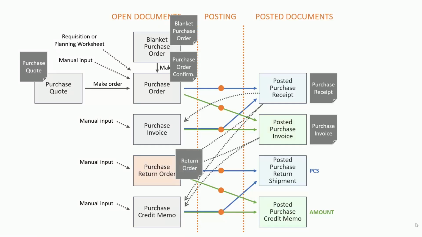A purchase return order has a document called return order that you can use for communicating with the vendor which goods to send back to the vendor. It's a little like the order confirmation, except of course with the quantities the other way around.